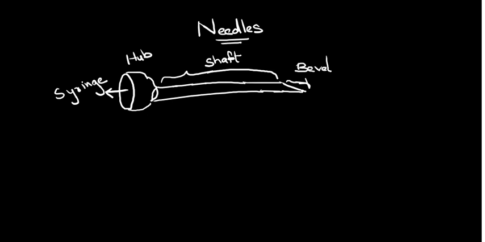And another thing is that the needle is hollow. If you look into it, the cross section will be like this. That is, the needle will be hollow so that blood or any sample, when we pull the syringe, the material can go through the shaft and into the hub and then into the syringe.